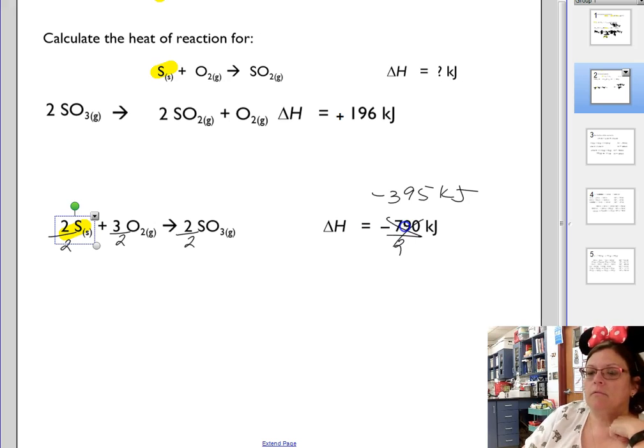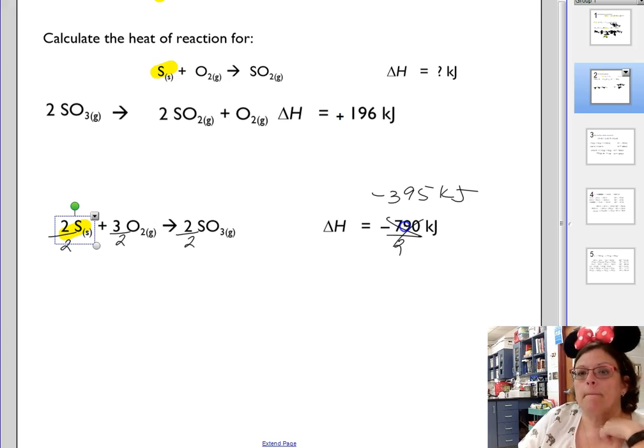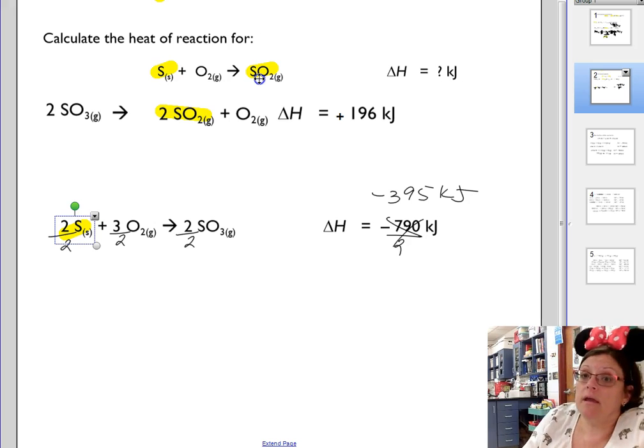And there we go. Okay. We want sulfur dioxide. Do we have sulfur dioxide in either of these? Actually, yes, we do, right here. It is on the product side, so it's in the right spot. But again, we have 2, we only need 1. So we're going to go ahead and divide this whole equation by 2.